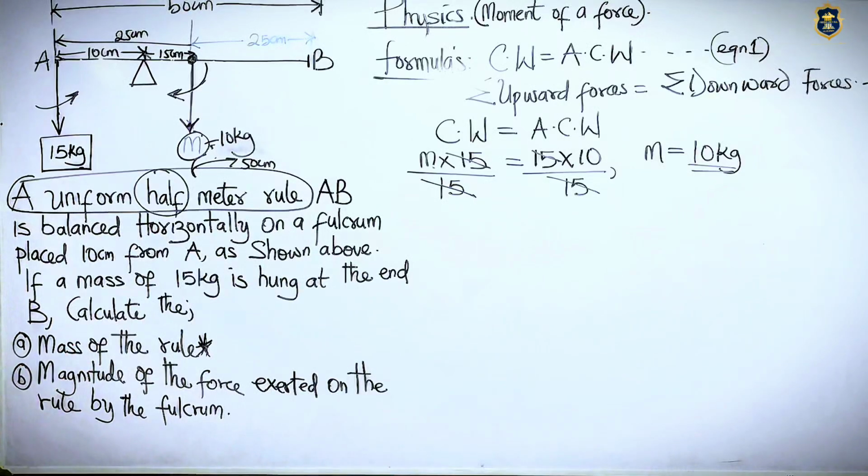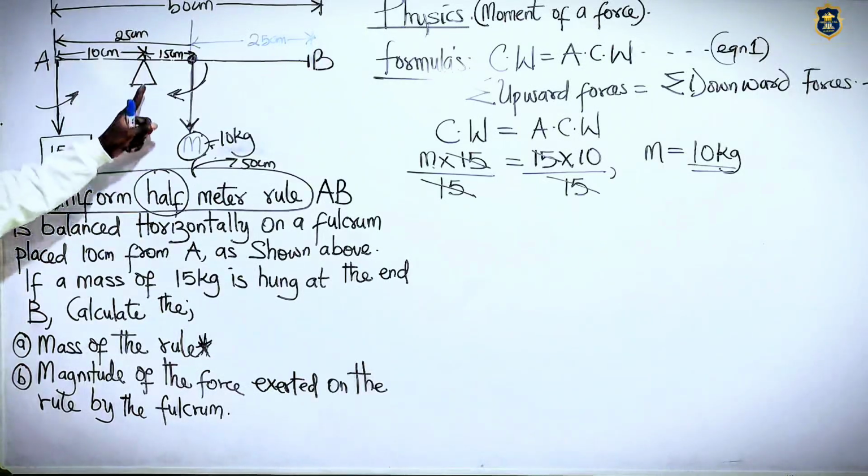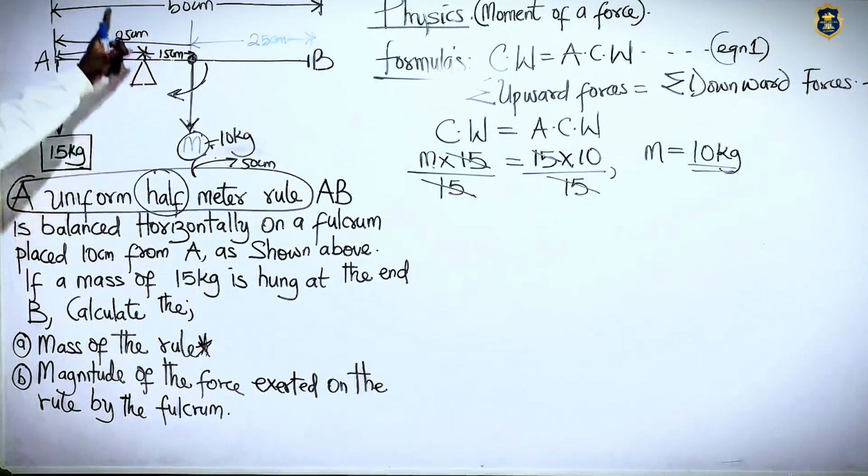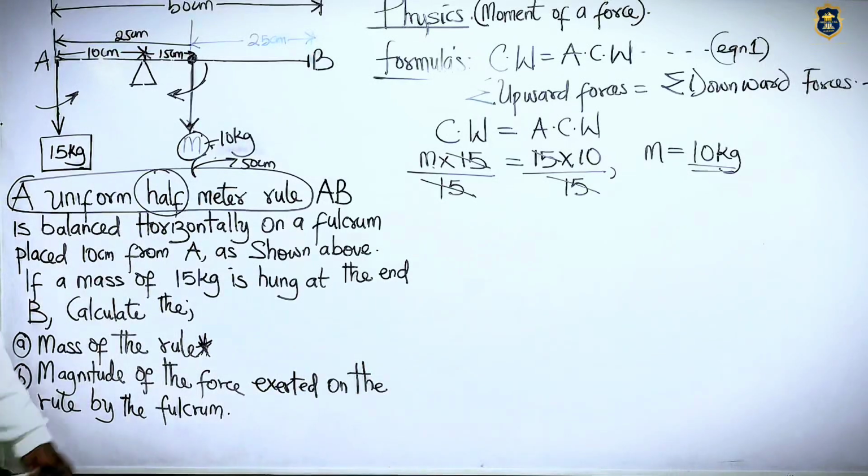So question 2 says the magnitude of the force exerted on the rule by the fulcrum. We're looking for the force. What force of this fulcrum is exerted on the meter rule? Right, so what do they mean by the magnitude of the force exerted by the fulcrum on the meter rule?